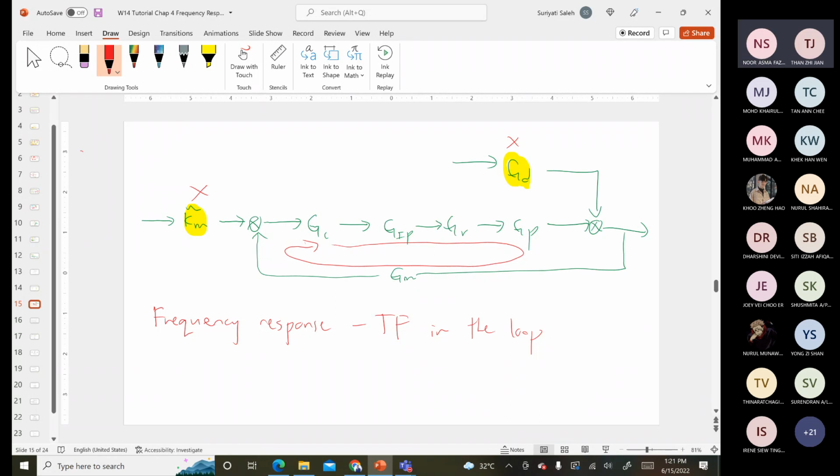So meaning that here we need to use the GM, GC, GIP, GV, and GP. Where the GIP, you have the information of the KIP. GV, you have the transfer function. GP, you have the transfer function. GM, you also have it. The problem is your GC. GC, in this case, they just give you the type of controller, the PI, where the PI is Kc times 1 plus 1 over tau I S. No parameter.